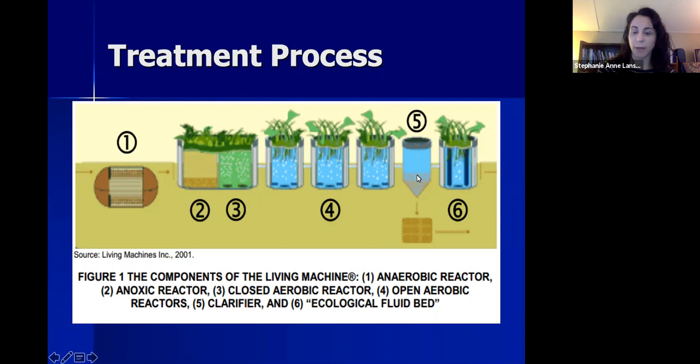Then you have a clarifier. In that clarifier, you have settled solids. Those settled solids may go out as compost or go out for further treatment as sludge, or they may actually be reprocessed back to the beginning of the system if you need more organics back at the beginning of the system for denitrification. And then finally, you're going to have an equalized fluidized bed. And that's kind of a polishing system at the end. So we'll go through each of these one by one.